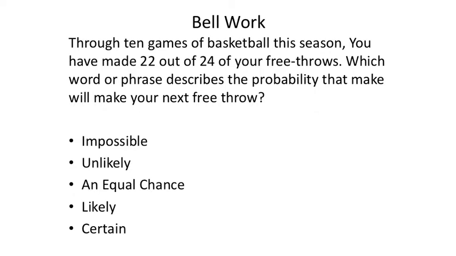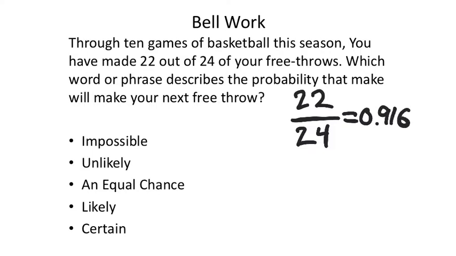And so for this one, we see that if we were to show this as a fraction, you've made a total of 24 free throws, and of those, 22 have gone in. That's pretty high probability. If I were to use my calculator on this one, 22 divided by 24, I get a pretty ugly decimal here, 0.916 repeating, which really comes out to about 91.7%, which is pretty high.